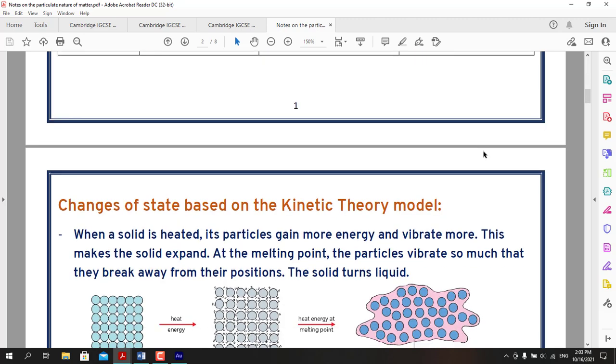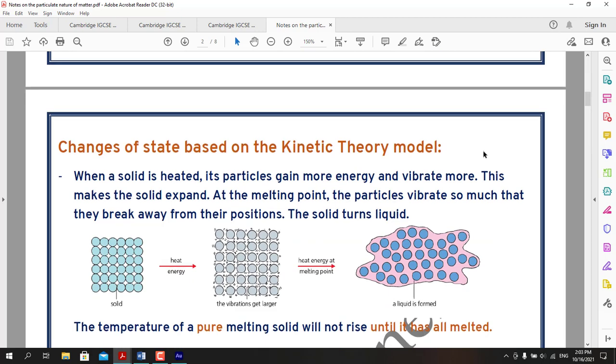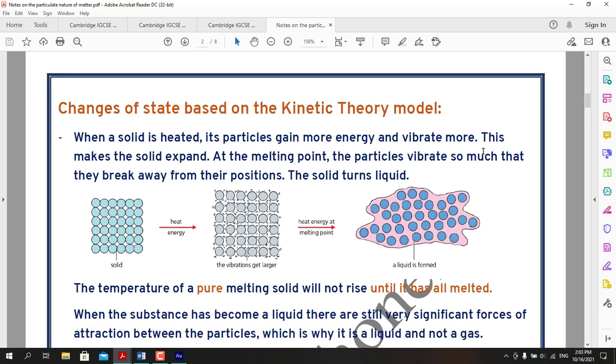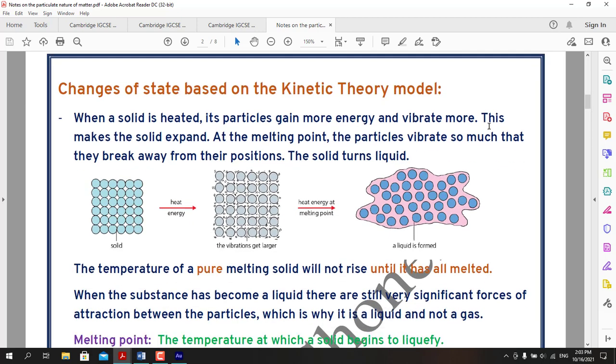So, now we are going to talk about the changes of state based on the kinetic theory model. This part is a part of the extended curriculum for grade 10.